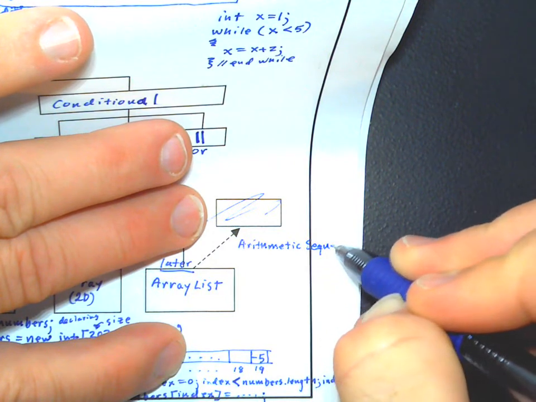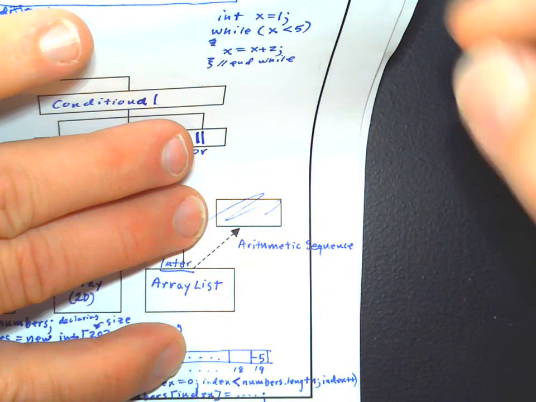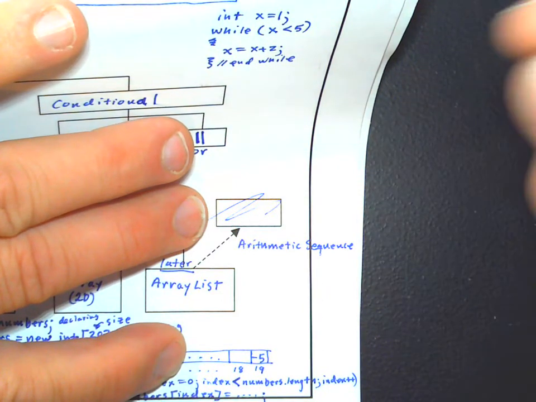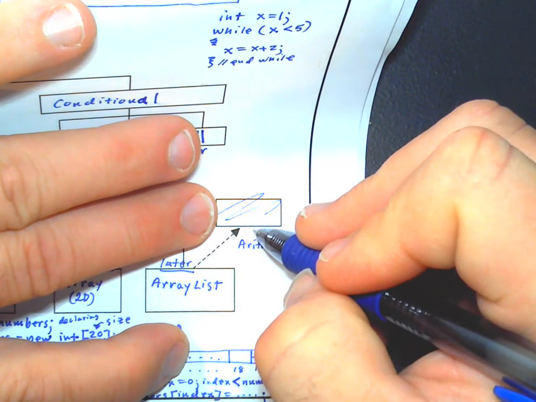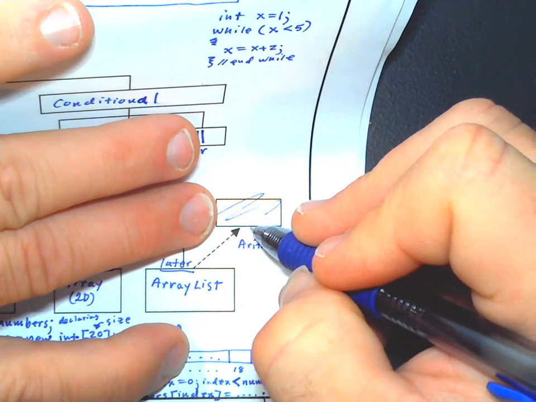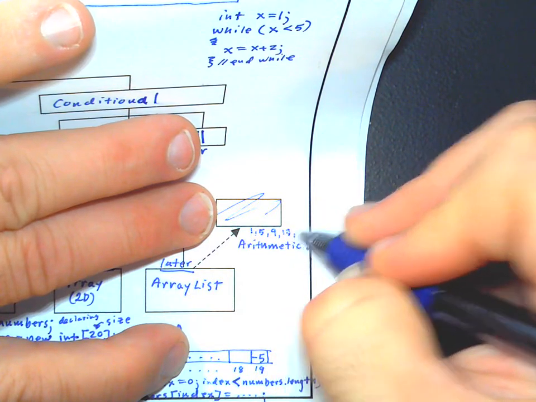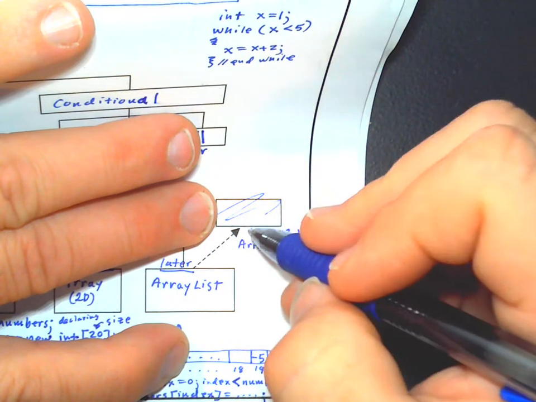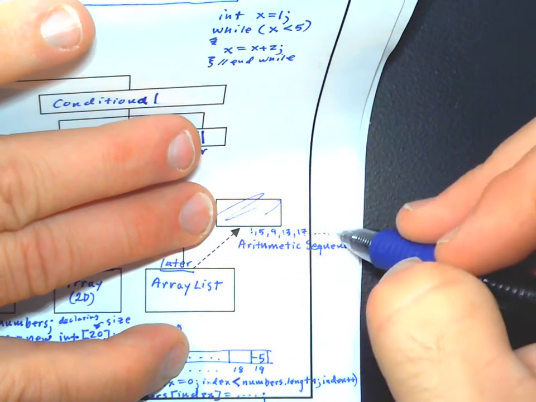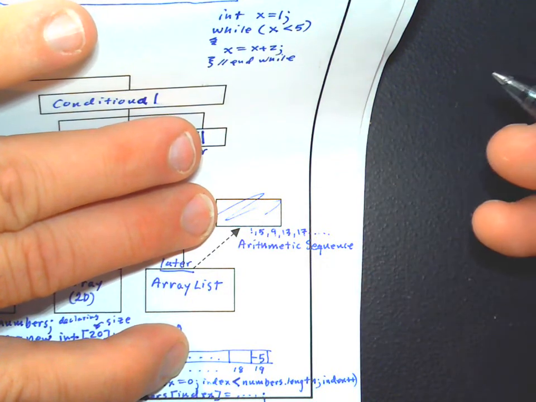Okay. Now, an arithmetic sequence is where the same number is added to the next number. So let's say an example of an arithmetic sequence might be 1, 5, 9, 13, 17. Okay. So we're adding 4 each time, and this list of numbers is called the sequence. And arithmetic means that you're adding. There's things called geometric sequences where you're multiplying.